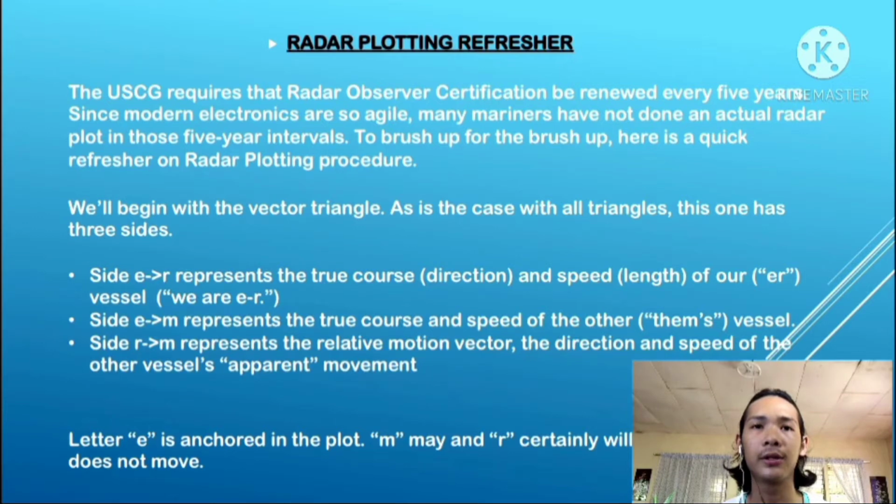Lastly, the third side is R to M. This represents the relative motion vector, the direction and speed of the other vessel's apparent movement. So R to M is the movement of the other vessel. Letter E is anchored in the plot. M and R may be relocated, but E does not move. This explains the three sides: E to R, E to M, and lastly R to M.